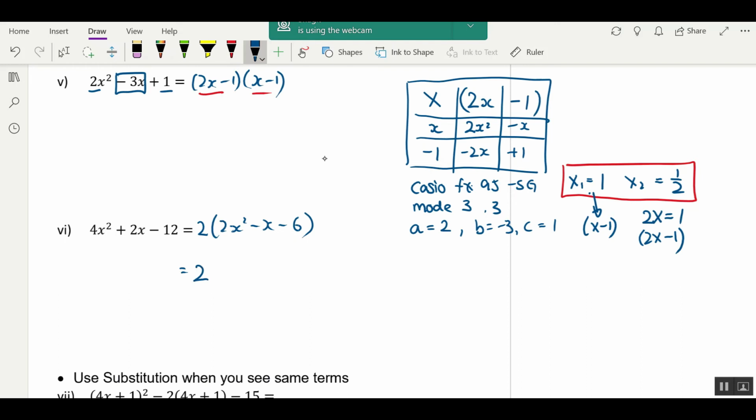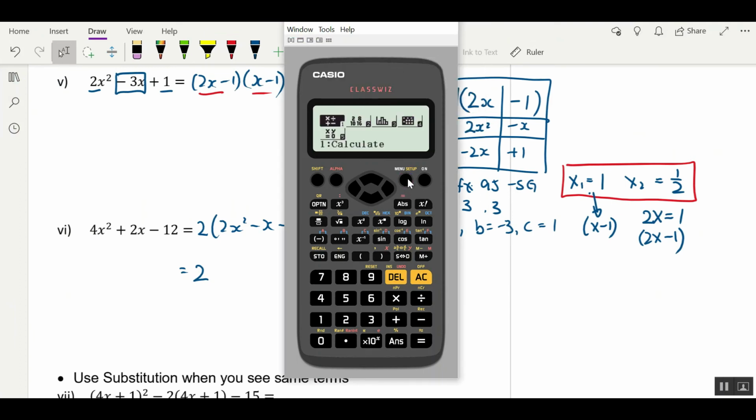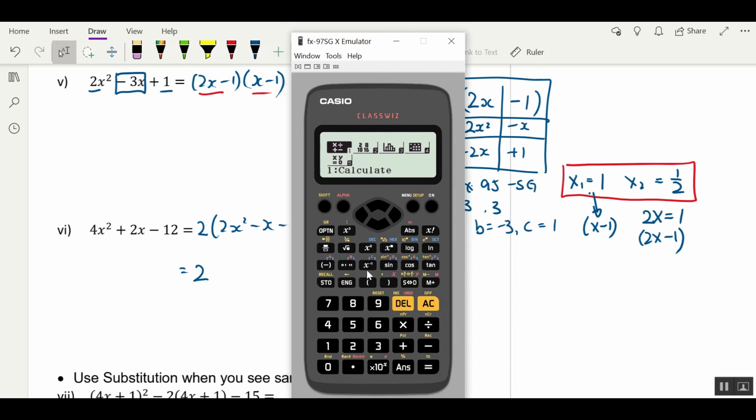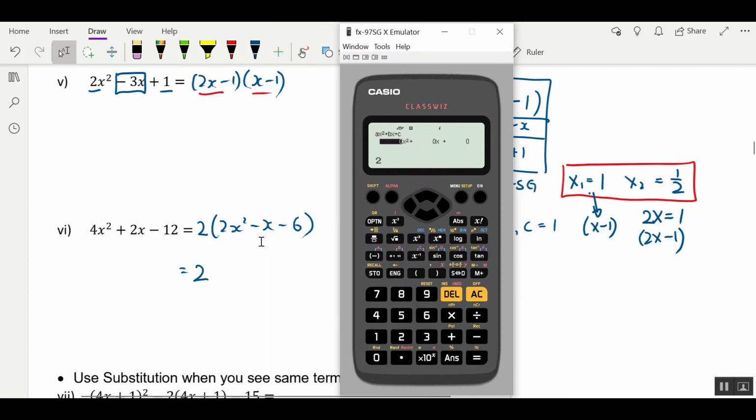Okay, so at this point you can do either your multiplication frame or your cross factorization. I'm going to use the calculator to show you. First, if you are using the Casio FX 95, it's mode 3, 3. If you are using the same calculator as me, which is the 97 SG, the newer one, it's mode 5, 2, 2. The A is 2. A is the coefficient of x squared, the number that comes with x squared. B is minus 1, the coefficient of x. And C is minus 6.